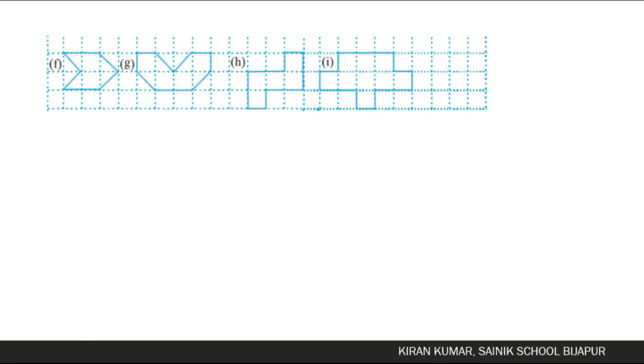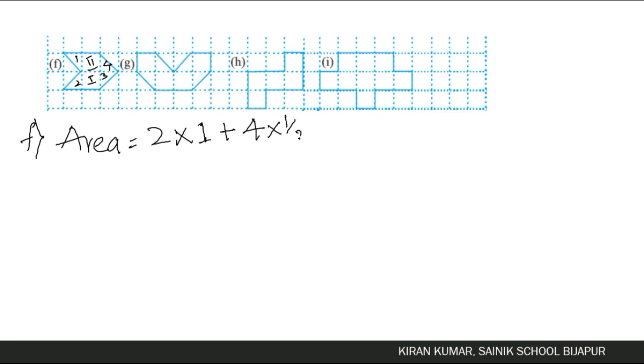In continuation with the question, from F to I have considered it here. Look at the figure F. Here, how many are fully filled? Fully filled, I'll use Roman 1, 2. How many are half filled? 1, 2, 3, 4 are half filled. So the area will be equal to 2 fully filled. So I'll write 2 times 1 plus 4 are there, which is half filled. So total we get it as 4 square units.